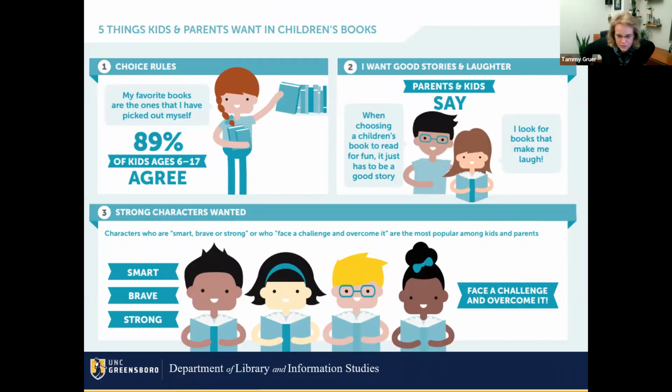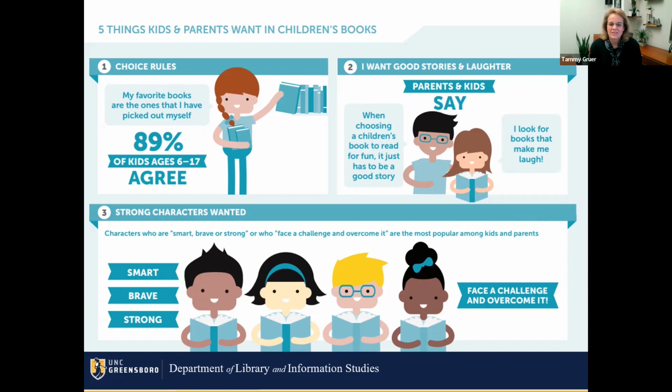I've taken a particular infographic today because I want us to talk a little bit about this. And I really like this particular illustration of kind of what students want, what parents want in the books that they're reading, and what we need to make sure we're providing. So the first thing here is choice rules. Students, children that you've worked with, their favorite books are the ones that they have picked out themselves.